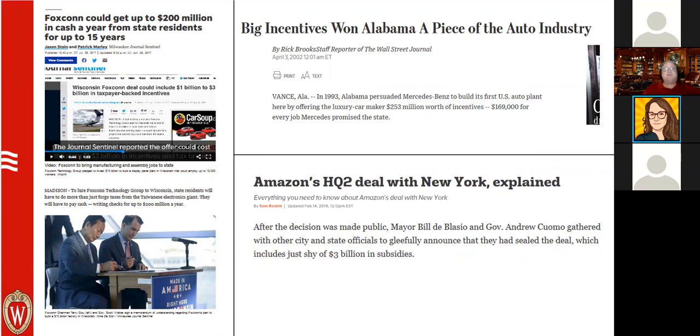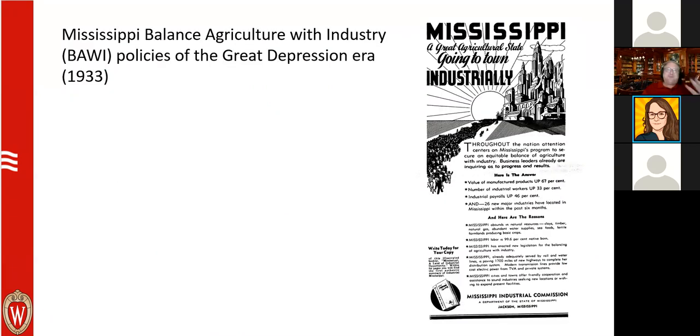We're still doing this incentive scheme, but we can trace the current version of this kind of incentive scheme to the Mississippi Balancing Agriculture with Industry Act of the Great Depression. They were an agricultural-based economy, and at the height of the Great Depression they were saying we've got to do something. One way we can do it is to get those manufacturing firms that are in the northern states to pick up and move to Mississippi. Well, how are we going to convince them to do that?